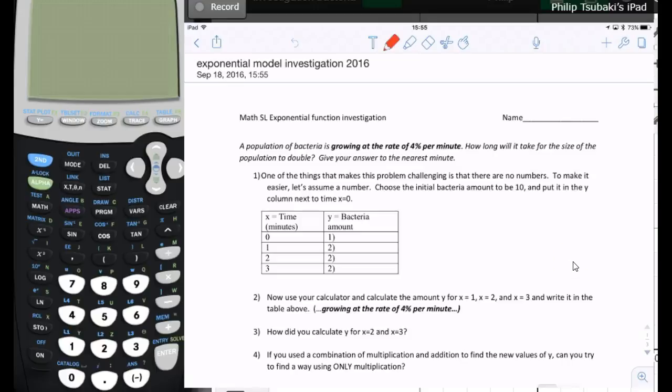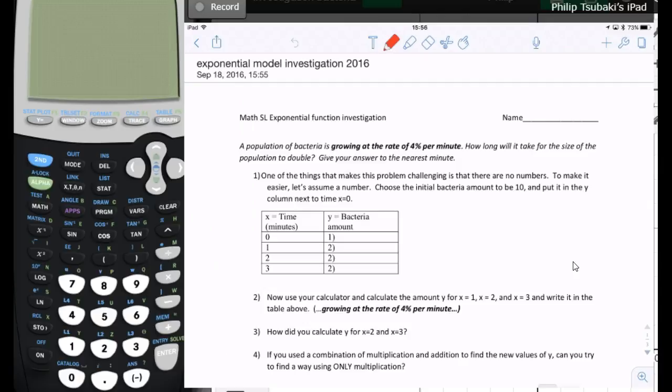This is a run-through of the investigation for exponential functions about bacterial growth. It starts with the pretest problem, which asks how long it would take for a population of bacteria to double if it grows at 4% a minute. One of the things that makes this problem challenging is that it doesn't tell you how much bacteria there is at the beginning, and that sometimes confuses people.